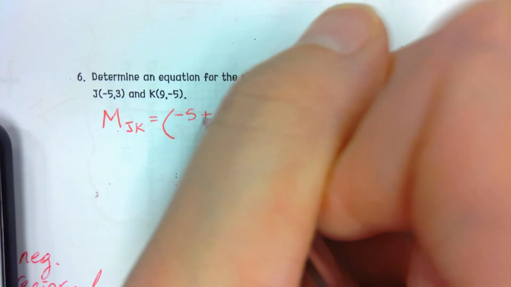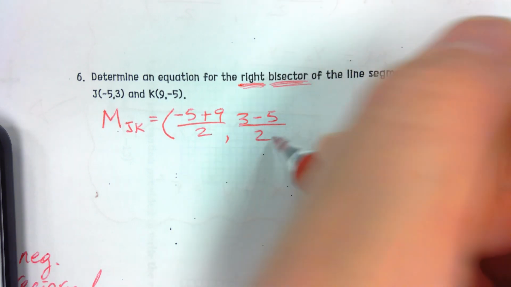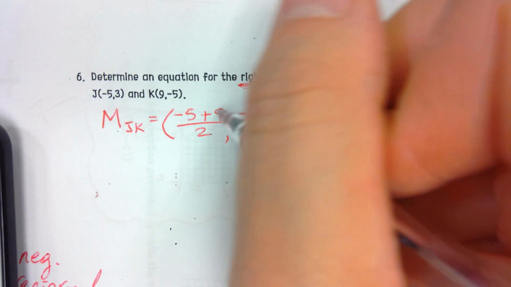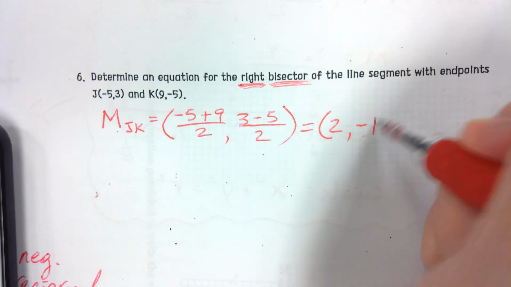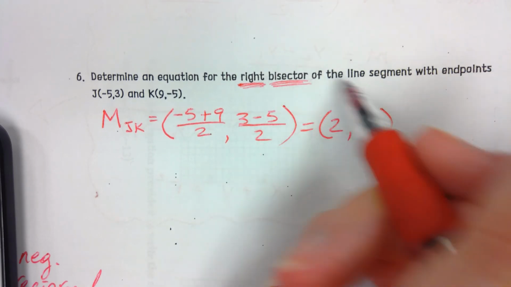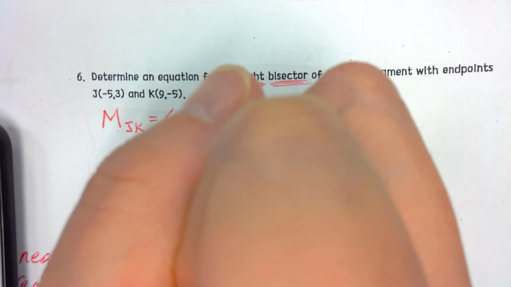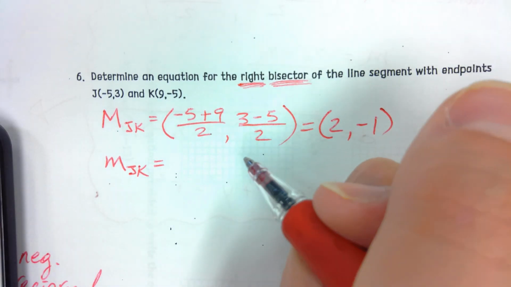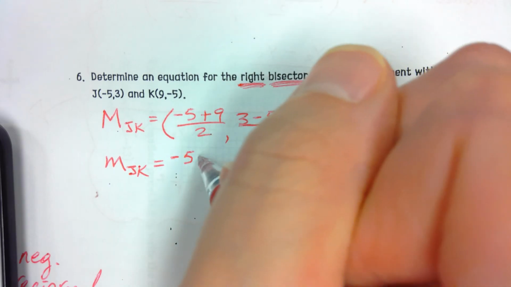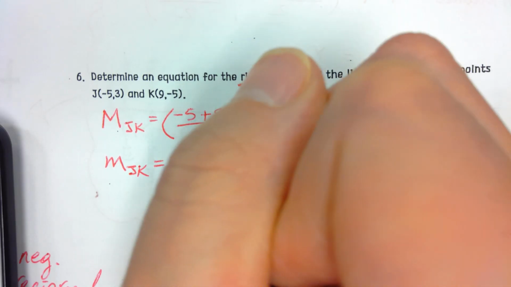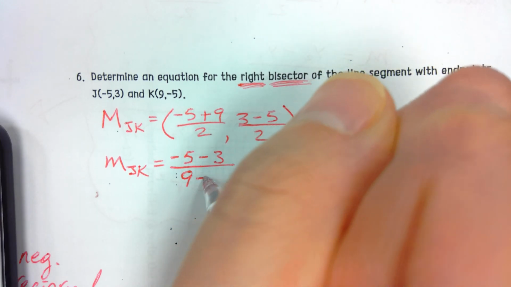Negative 5 plus 9 divided by 2. 3 minus 5 over 2. So you get 4 over 2, which is 2. Negative 2 over 2, which is negative 1. There's my midpoint. Second, since I only have these 2 points, the next thing I want to do is find the slope, right, Alina? Yes. Okay. 9 minus negative 5.